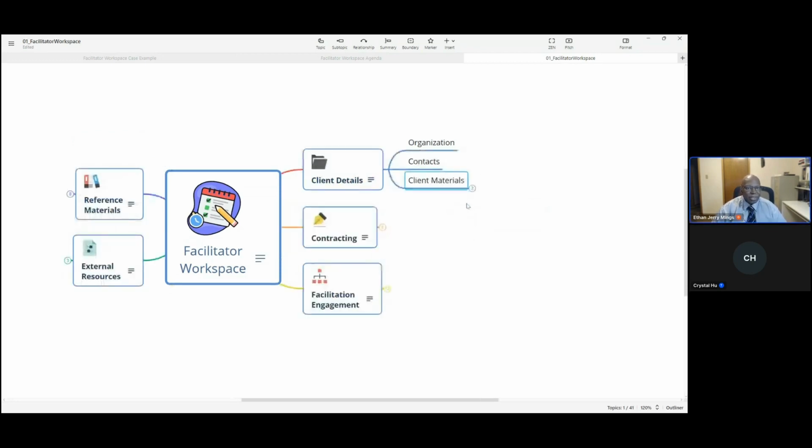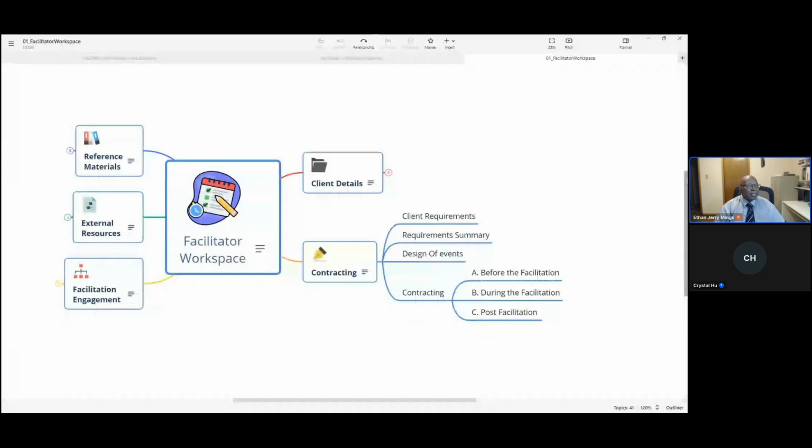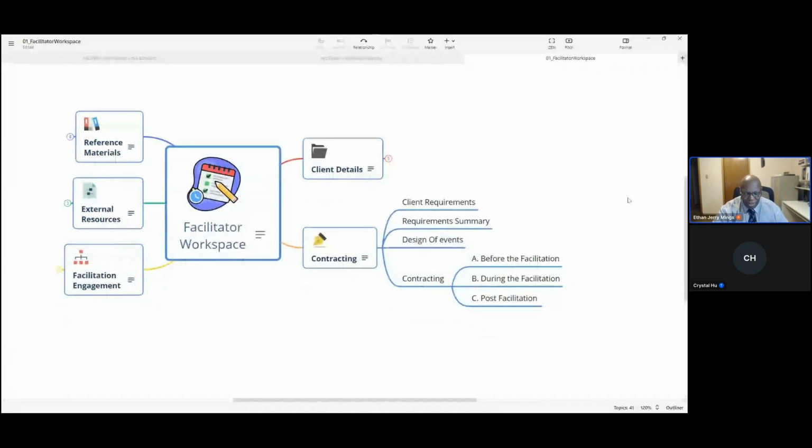So that's something about the client details to think about. Let's talk about contracting. Contracting really requires the ability to listen and learn from the client. And client requirements often require a conversation in detail to really understand what they're hoping the group will achieve.